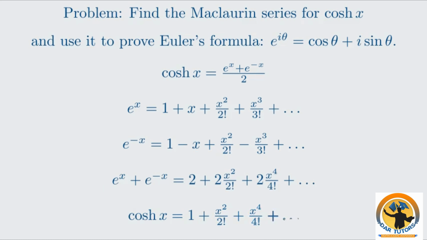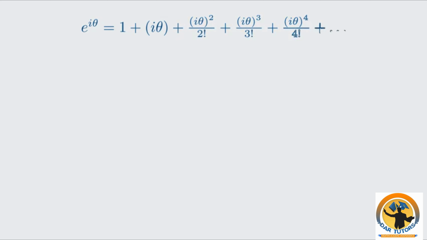Now for Euler's formula. We start with the series for e to the x and substitute i times theta for x. This gives us 1 plus i theta, plus i theta squared over 2 factorial, plus i theta cubed over 3 factorial, and so on. Now we use the fact that i squared is negative 1, i cubed is negative i, and i to the 4th is 1 to simplify the terms.